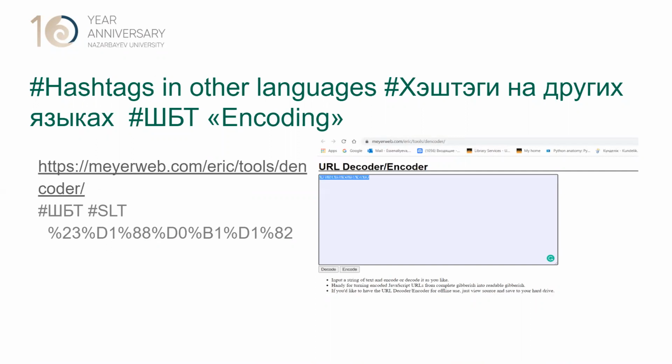You can do social network analysis in any language, not only in English. Just by using the encoding web page, you encode, let's say in this case, ШБТ, which is Школа библиотечных технологий, but you can do the same for any word, any keyword, any hashtag, and it will encode it for searching inside the social media. In Russian, in Kazakh, or whatever language, in Chinese or in Arabic. This works in any language.